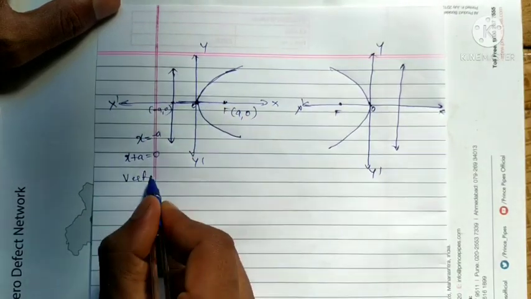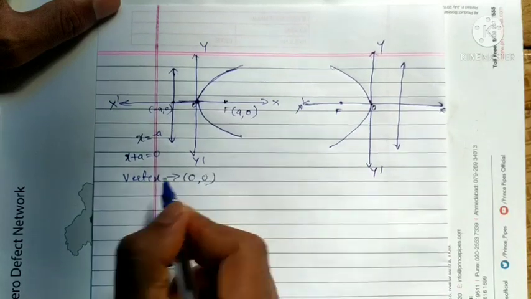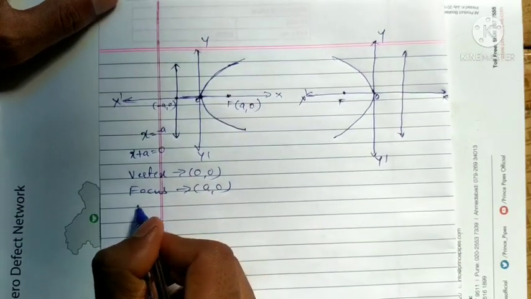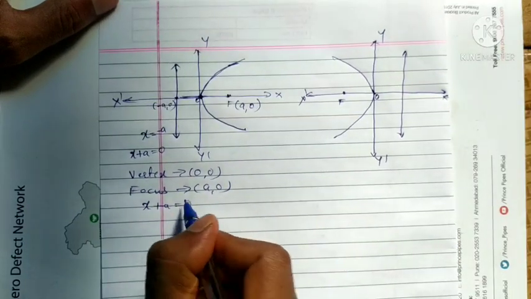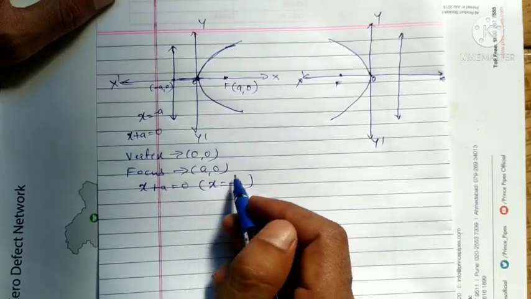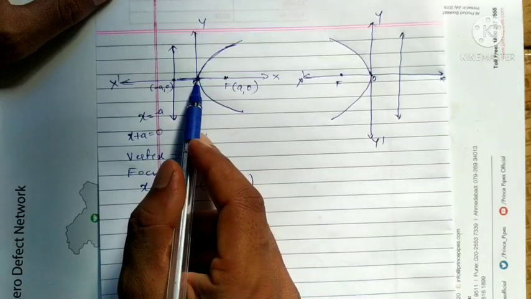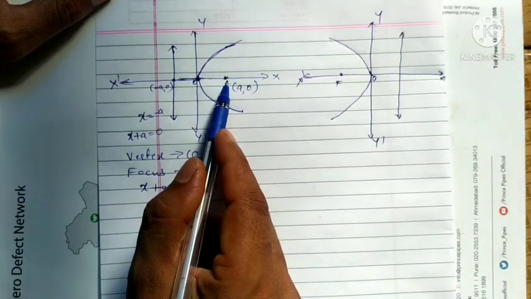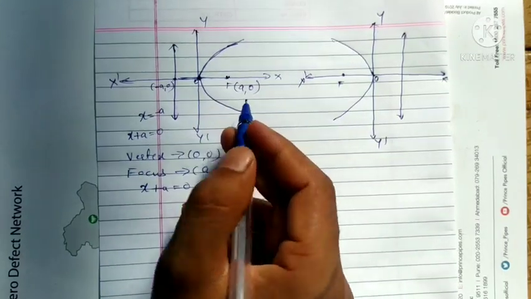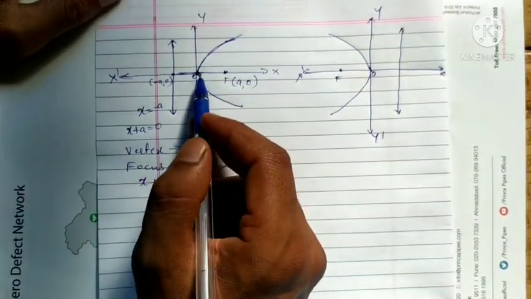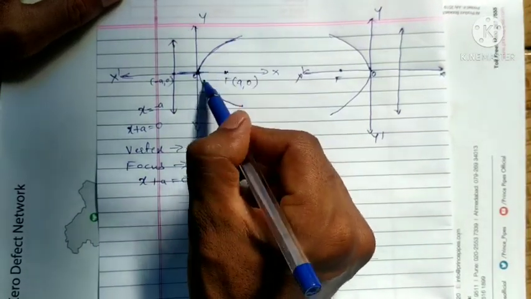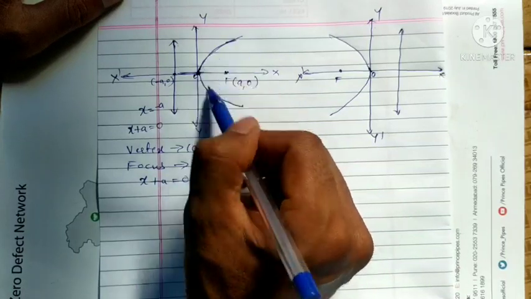The vertex is at (0, 0), the focus is at (a, 0), and the directrix is x plus a equal to 0, or you can also write x is equal to minus a. So this is for vertex on the origin, focus on the positive x-axis, and directrix x is equal to minus a. And if you consider the standard equation of the parabola, that is the condition for all these points to satisfy to lie on this parabola.